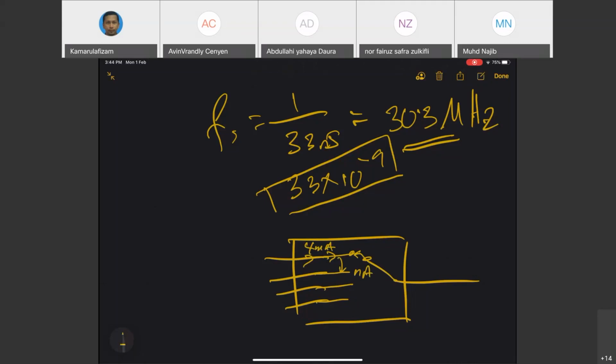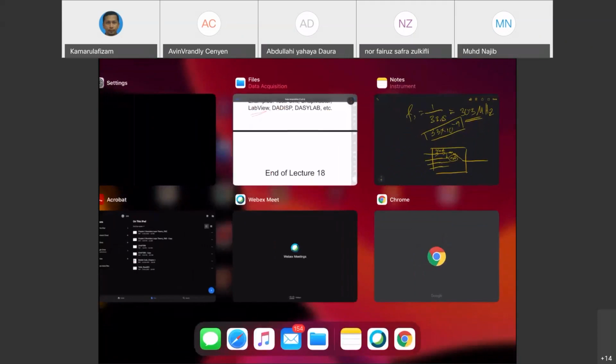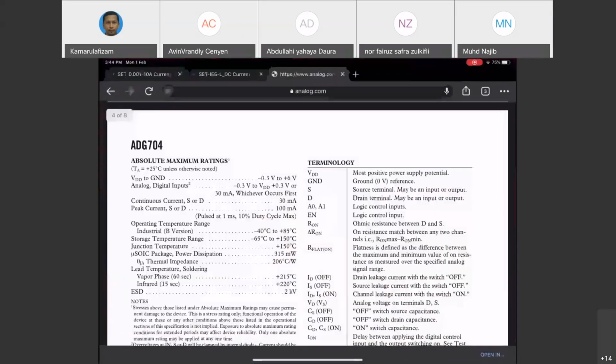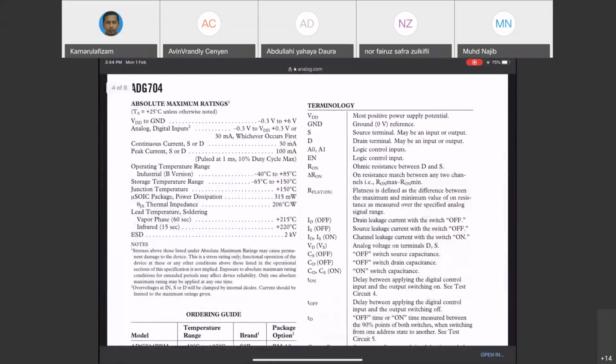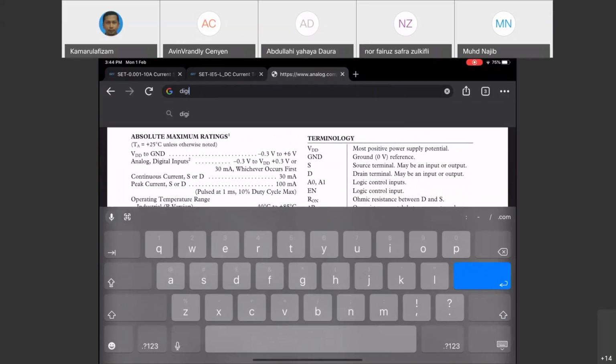That's why when you choose a multiplexer, you have to choose the lowest or the minimum leakage current, so that your information is basically preserved. All right. So this is something about analog multiplexers. Let's go and have a look at digital multiplexers.